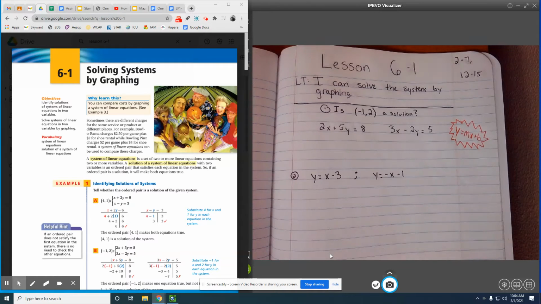Hey there, algebra. We got lesson 6-1 here. Learning target: I can solve the system by graphing, doing problems 2 through 7 and 12 through 15. I really love chapter 6, systems of equations. It makes a lot of sense.